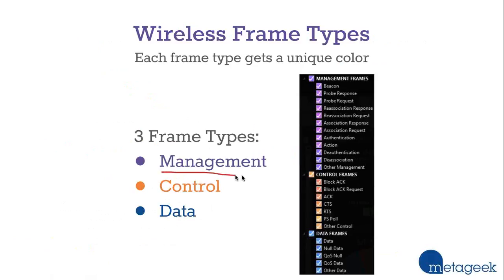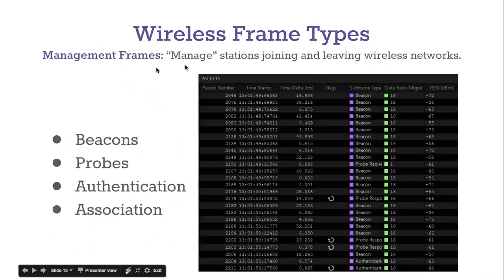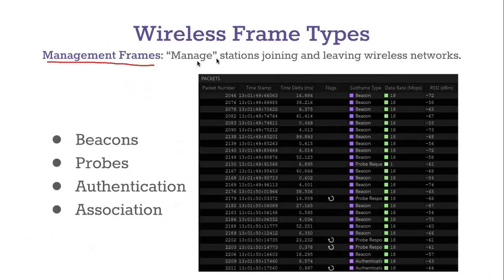There's 3 main types. There's management frames, control frames, and data frames. And we're going to go through and take a look at each one of those different types of frames before we jump into a live demo with IPA. The first type of frame is a management frame. And I hate to read directly off my slides, but this is really what they are. Management frames manage stations joining and leaving wireless networks.